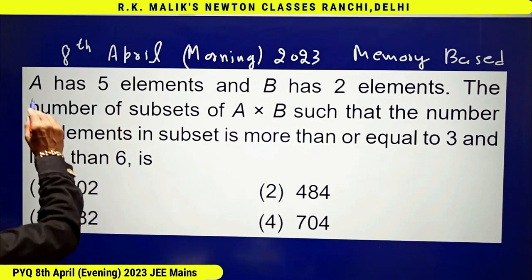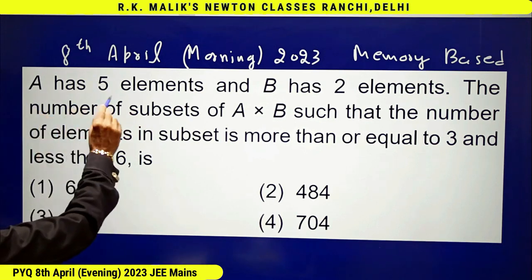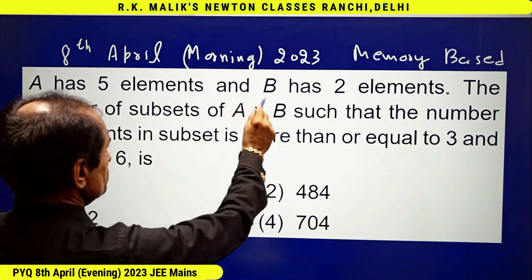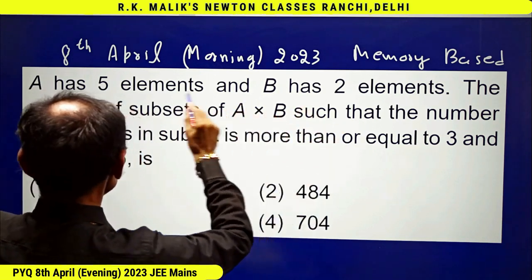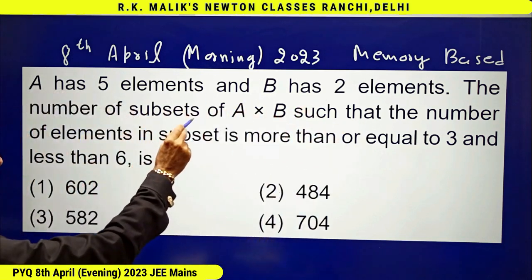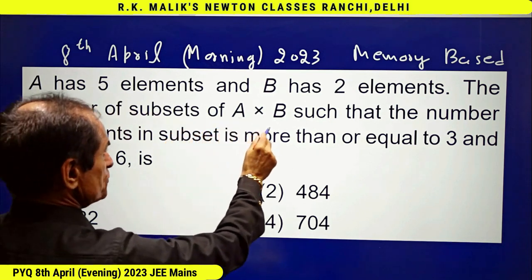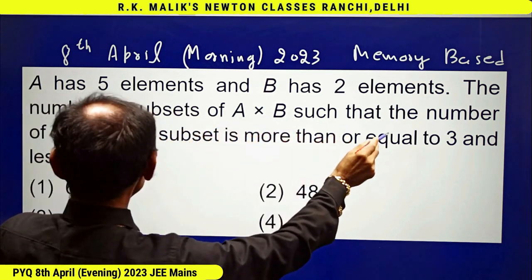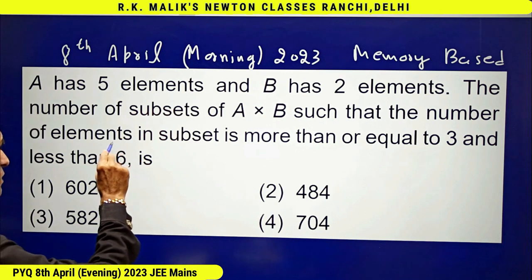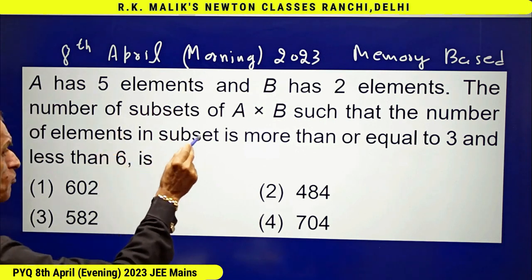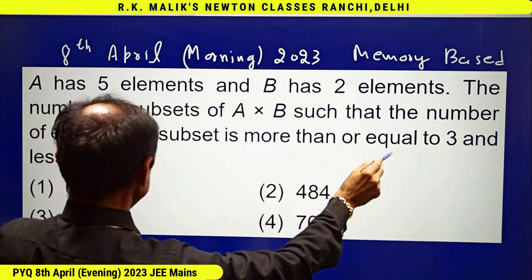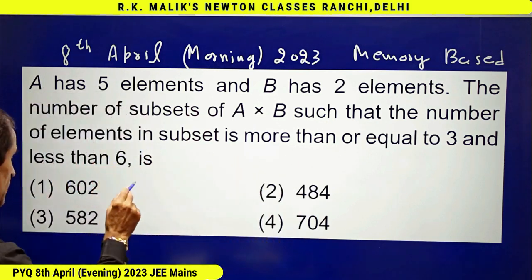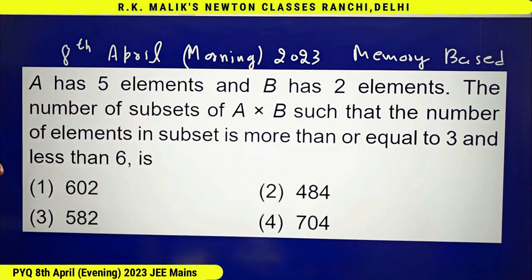In this question, it is said that the set A has 5 elements and the set B has 2 elements. The number of subsets of the set A cross B, such that the number of elements in the subset is more than or equal to 3 and less than 6, is what you have to find. Choose the correct option.